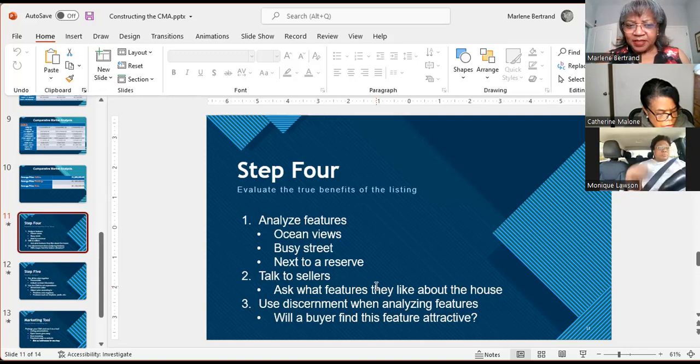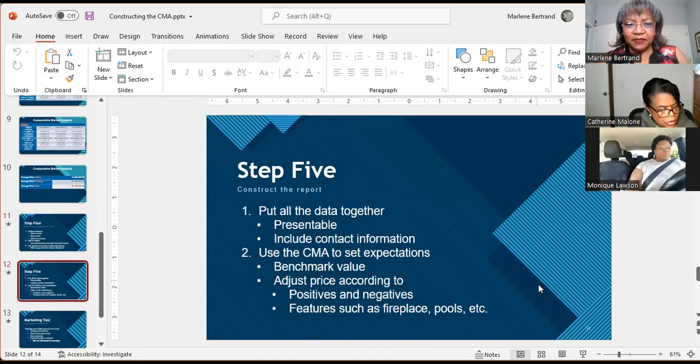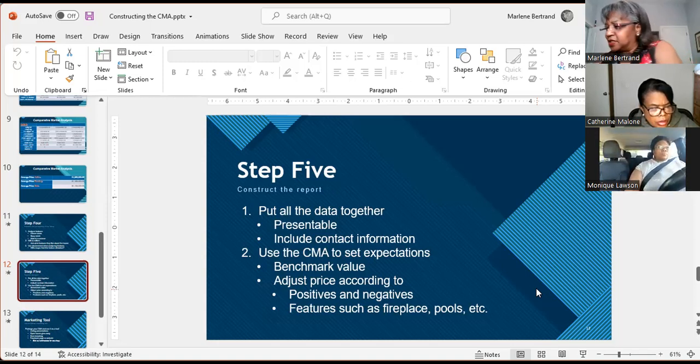So does that make sense? Does step 4 make sense? Okay. So let's move on to the final step. Now you're going to put all of this data together. If you're doing the CMA through the Metro list, it's going to pop out. Oh, I just did one for my clients. I'll show it to you.